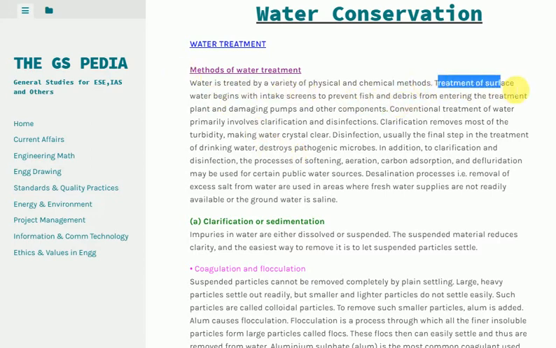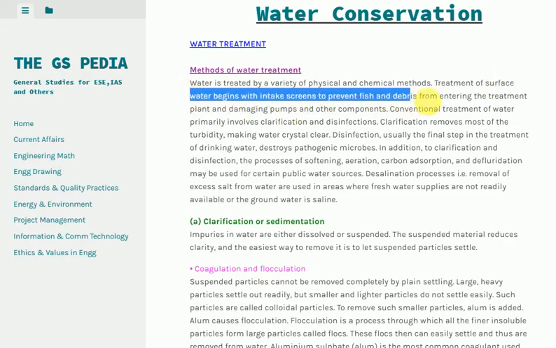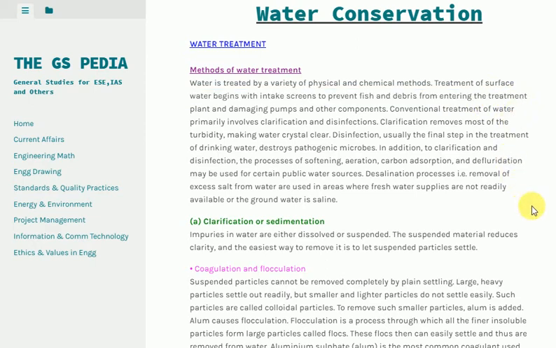Treatment of surface water begins with intake screens to prevent fish and debris from entering the treatment plant and damaging pumps and other components. Conventional treatment of water primarily involves clarification and disinfection. Clarification removes most of the turbidity, making water crystal clear.